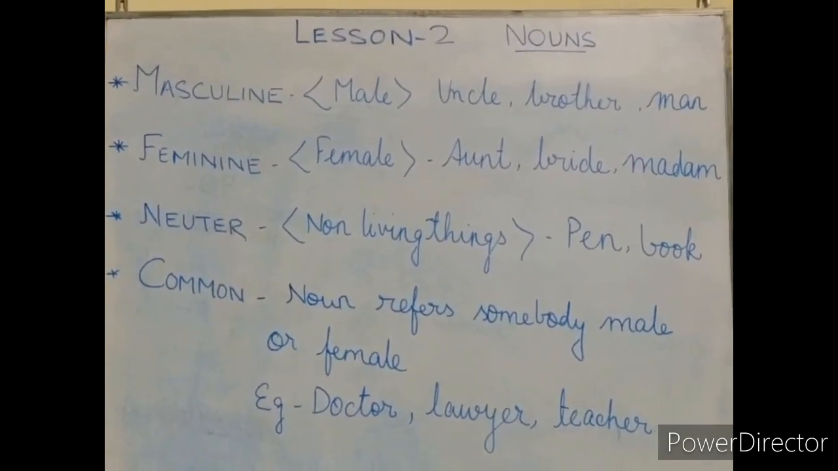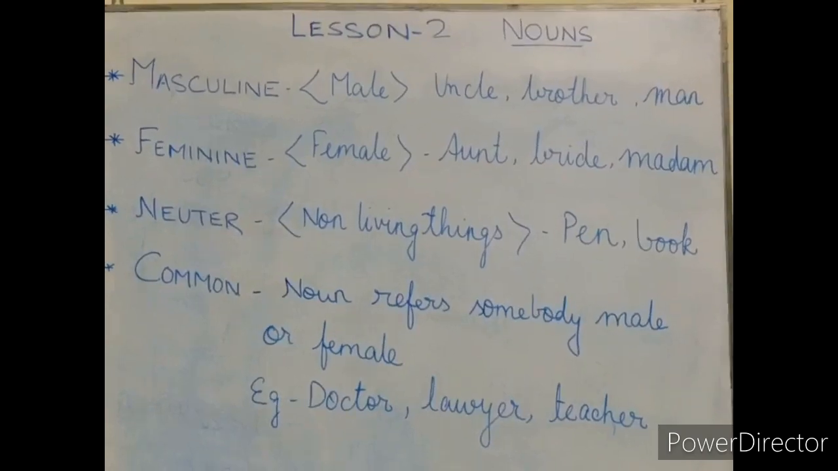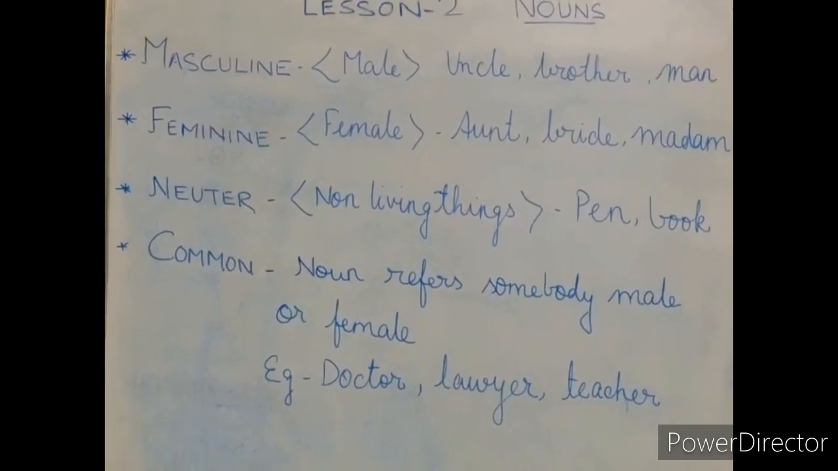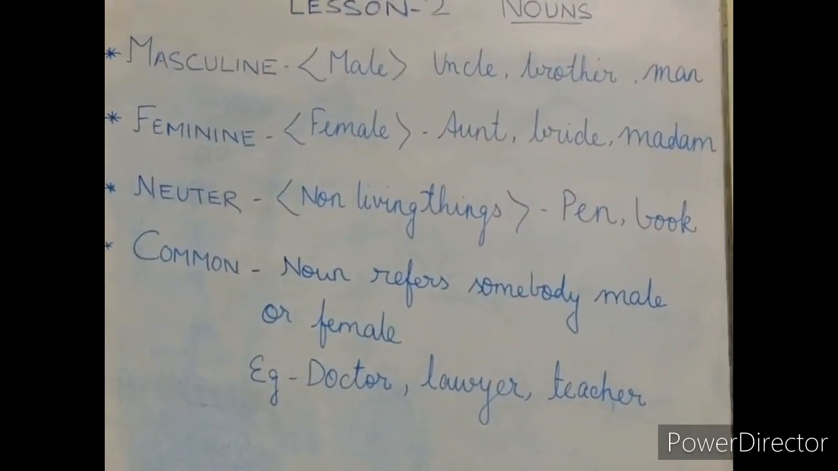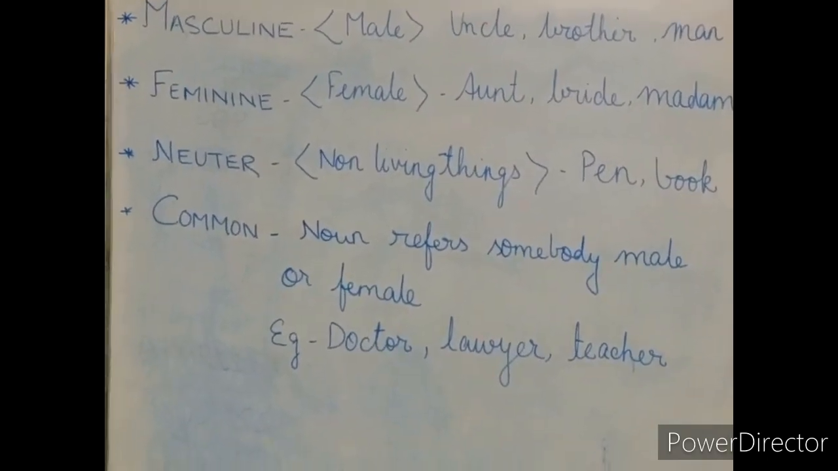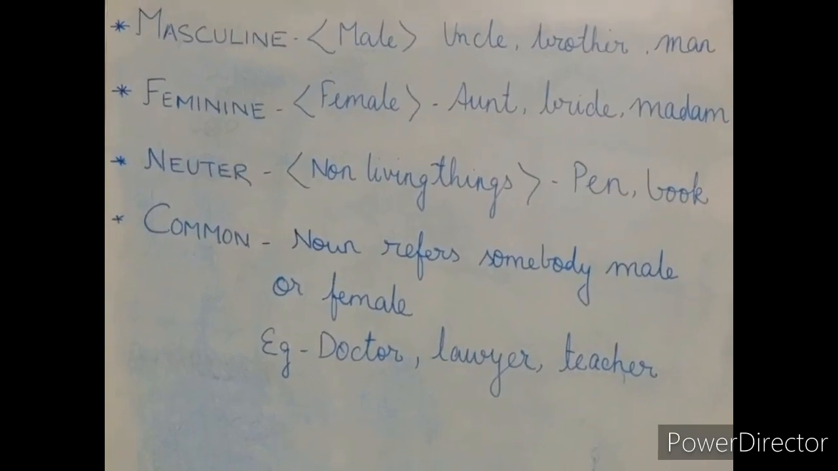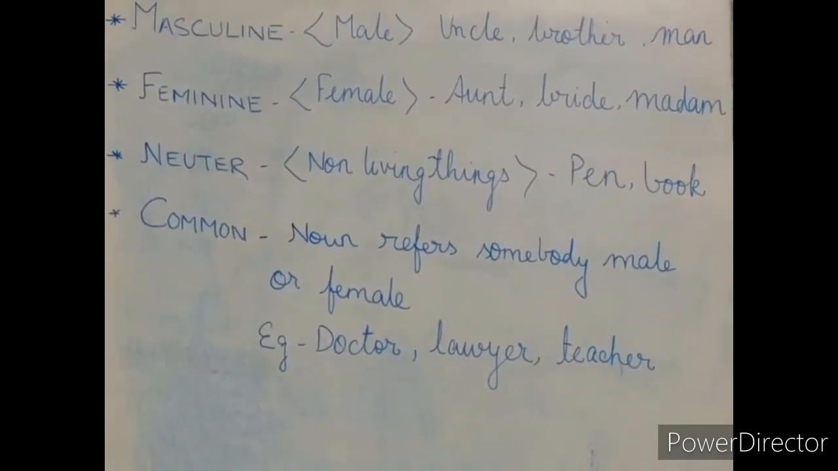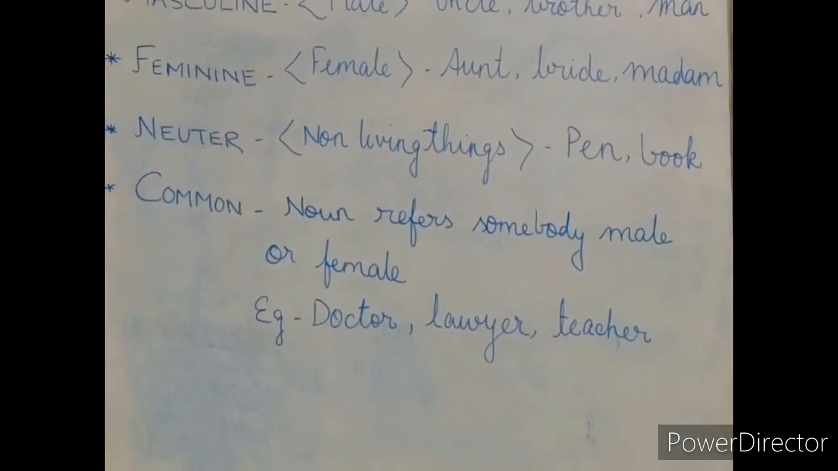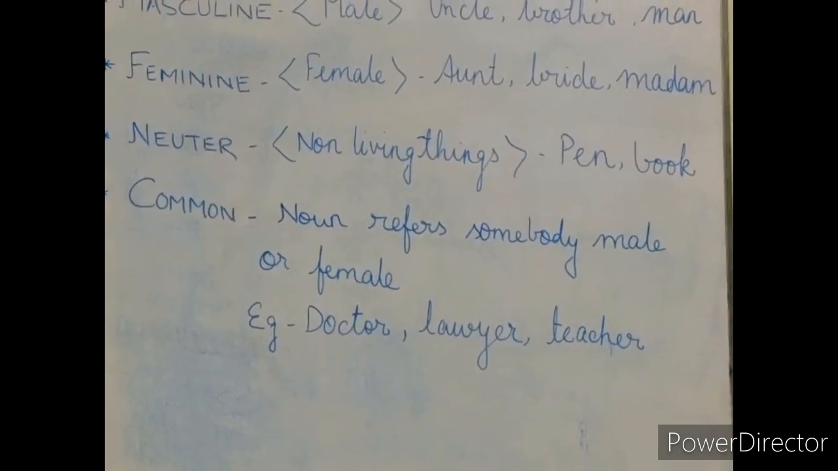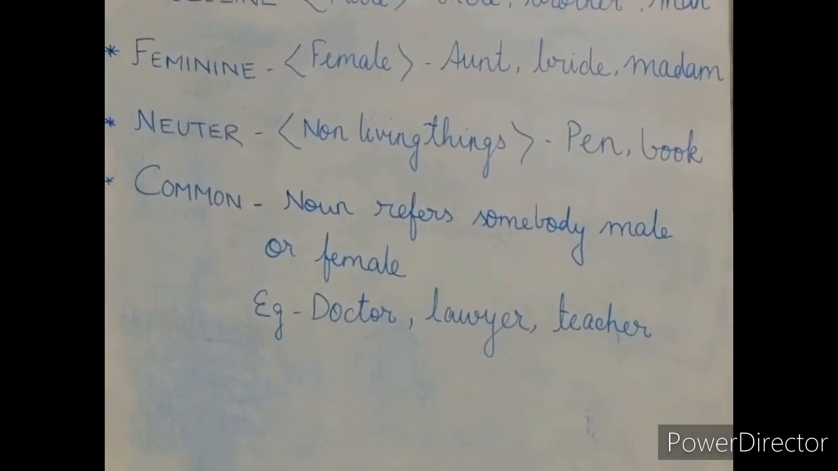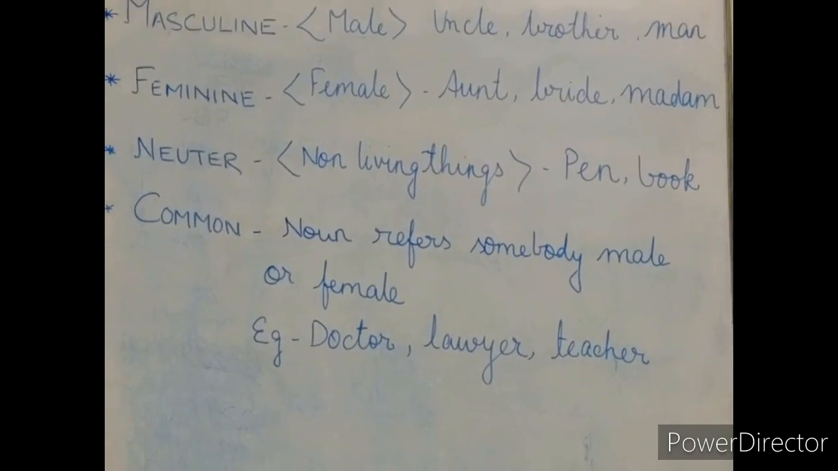Masculine, males. They refer to male persons. Example, uncle, brother, man. Feminine, female gender: aunt, bride, madam. Now neuter, non-living things like pen, book, field. And number 4, common gender. Common gender are those nouns which refer to somebody who can be male or female, like doctor, lawyer, teacher.